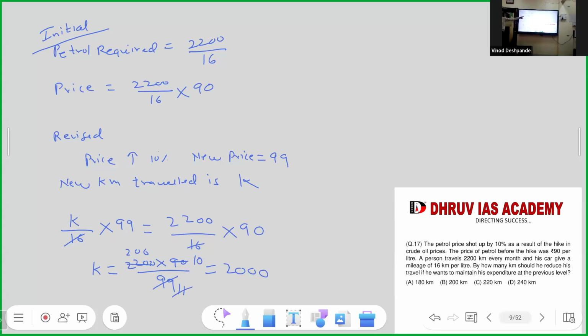Earlier he was traveling 2200 kilometers. Now he is traveling 2000 kilometers. That means 200 kilometers less. So he should reduce his travel by 200 kilometers to keep the expenditure same. So option is B. So 2200 is the kilometer, mileage is 16, so this is the petrol required, this is the price, and we get K as 2000. So a reduction of 200 kilometers.